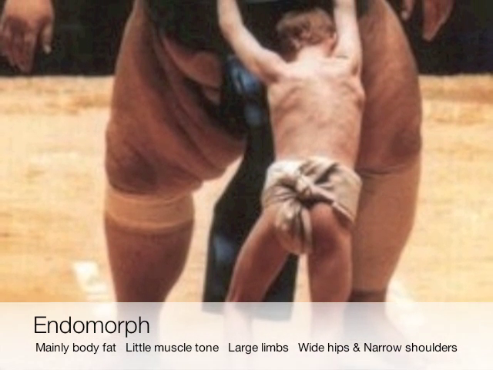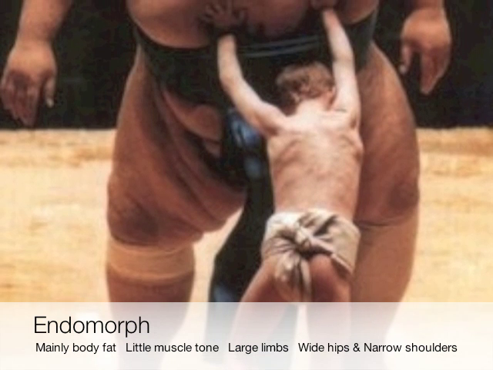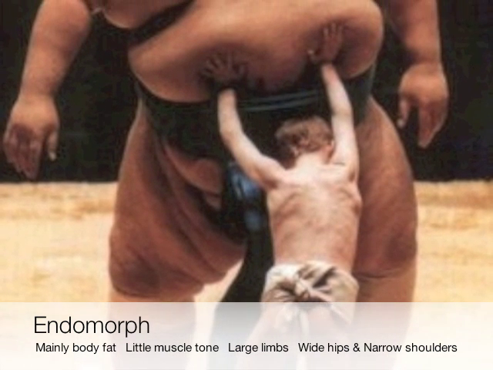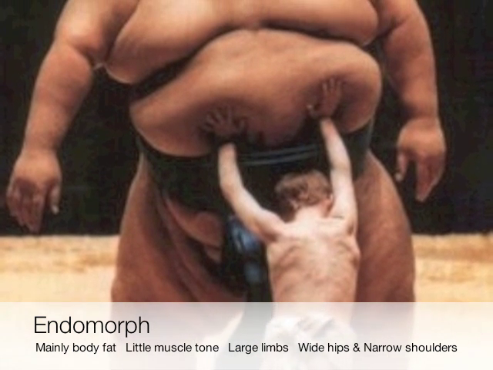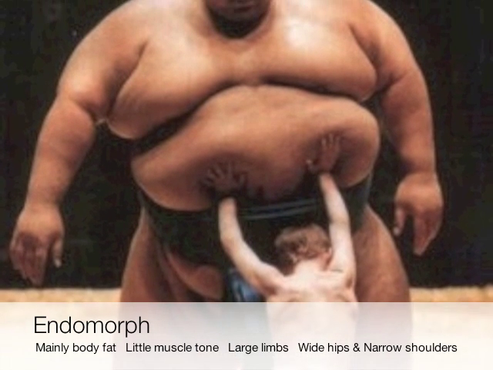Endomorphs typically consist of mainly body fat. They have little muscle tone, as you can see from the picture. They have large limbs, wide hips and narrow shoulders.